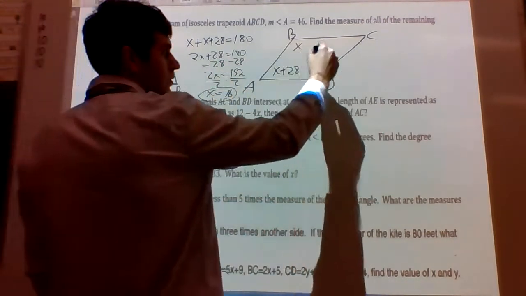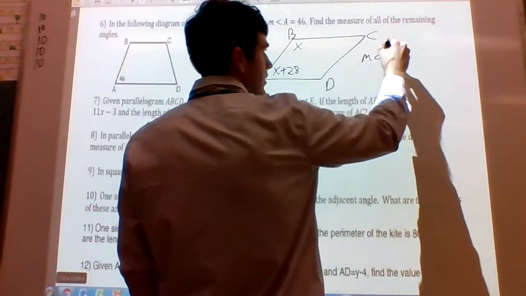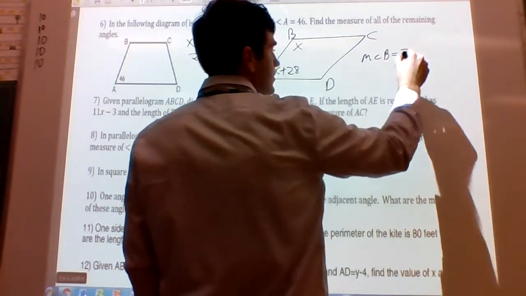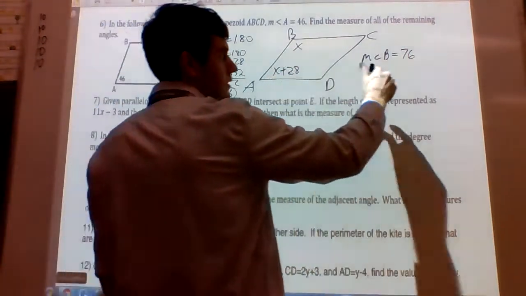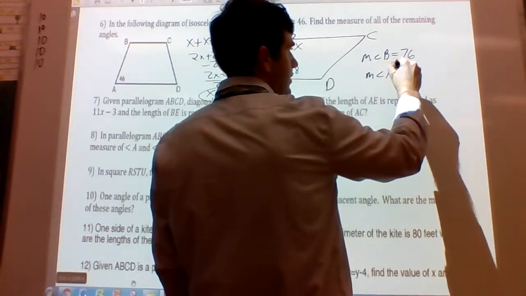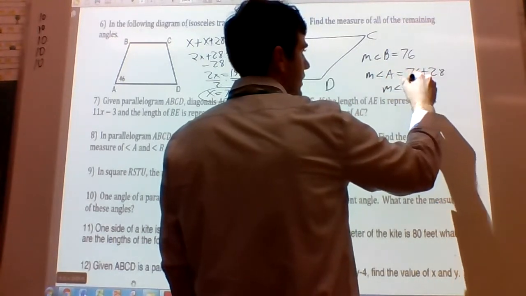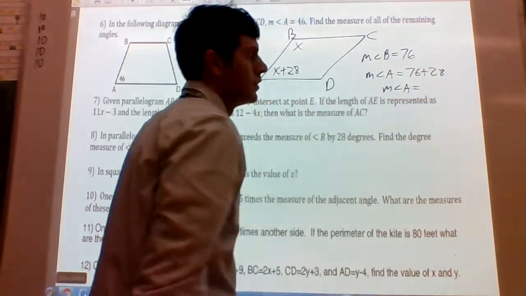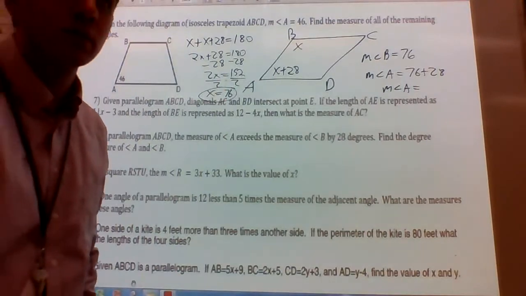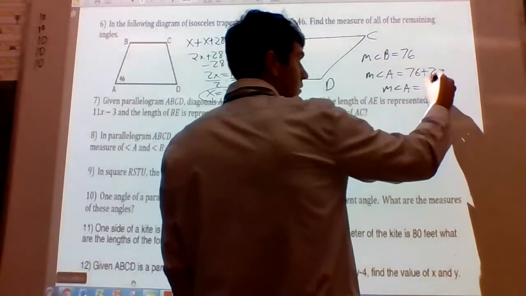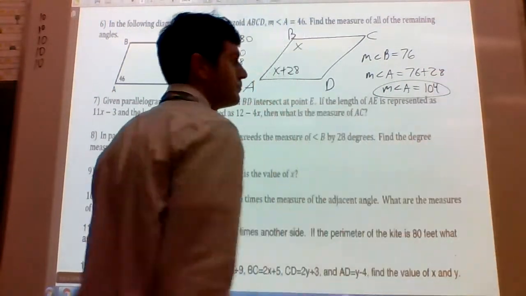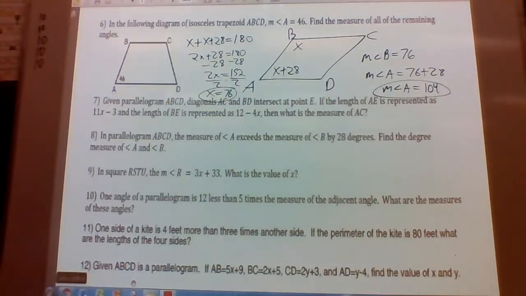So we know this angle, the measure of angle B, is 76. Then the measure of angle A equals 76 plus 28. The measure of angle A is going to equal 104. That's number 8.